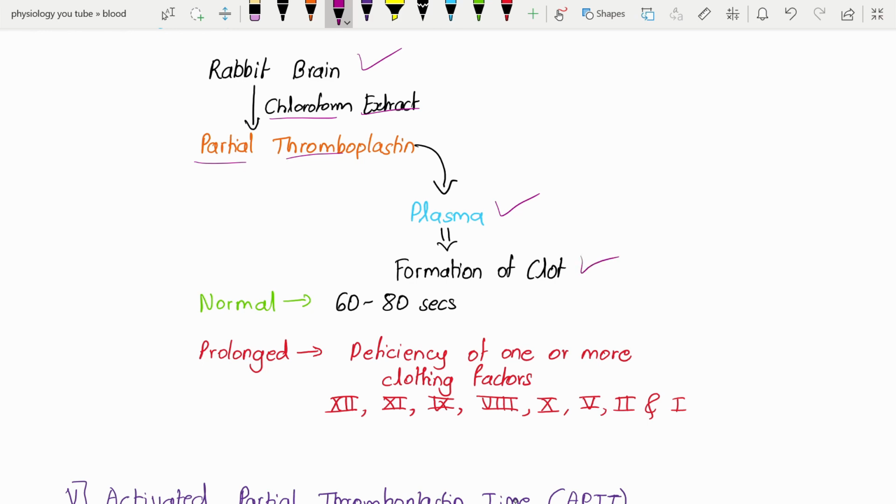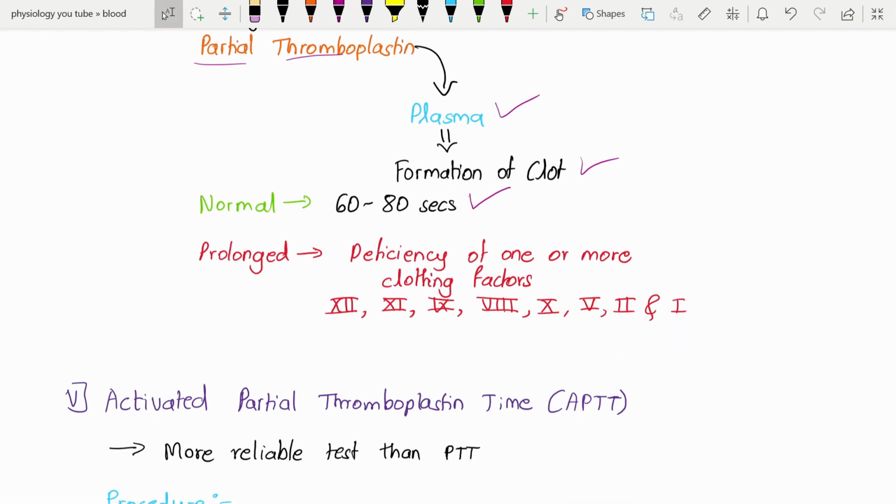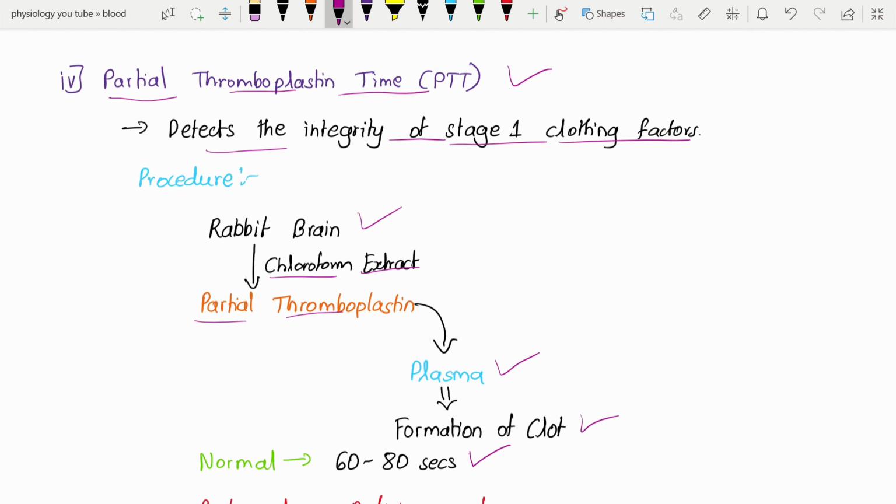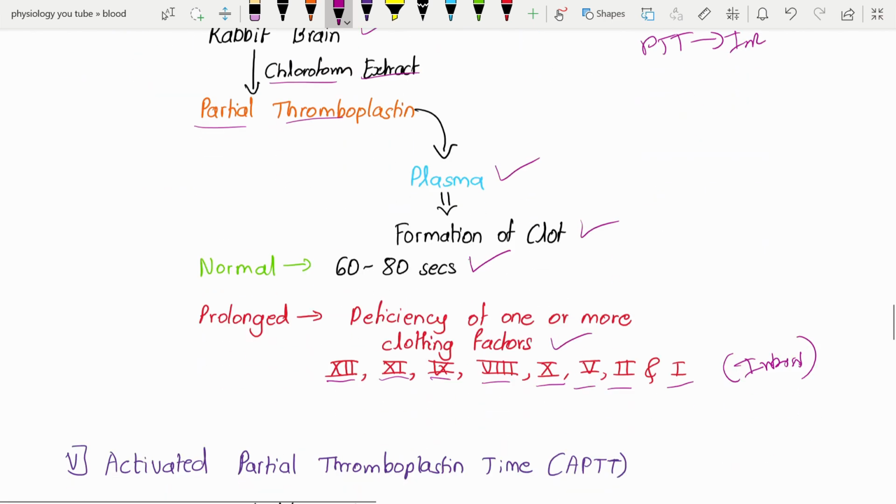It is said to be normal within the range of 60 to 80 seconds, and it is prolonged in the deficiencies of one or more clotting factors: factor 12, 11, 9, 8, 10, 5, 2 and 1. So if you observe, these are the intrinsic factors. So definitely this test must be for assessing the intrinsic factors. Prothrombin time assesses the extrinsic pathway, and the PTT, that is partial thromboplastin time, assesses the defective intrinsic pathway.